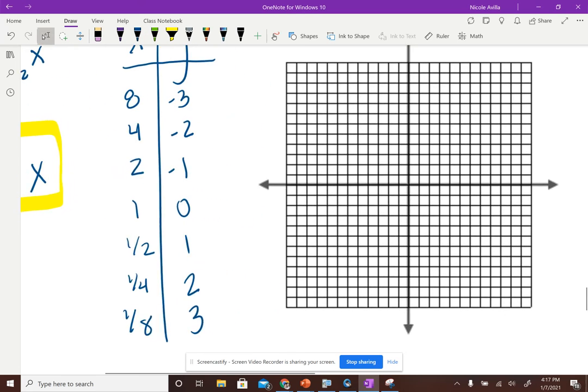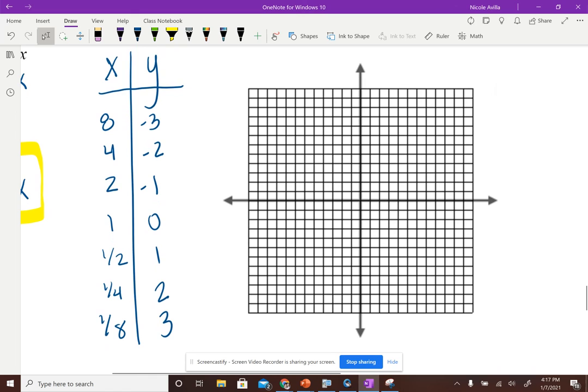So I'm going to graph that, and that will give me my original function that I was trying to graph from the beginning. I'm going to go over 8 down 3, so 1, 2, 3, 4, 5, 6, 7, 8. All right, so I got my point right there. Then I'm going to go over 4, 1, 2, 3, 4, down 2. I'm going to go over 2 down 1, 1 at 0, 1/2 at 1. I'm going to go over a quarter up 2, and over 1/8 up 3.